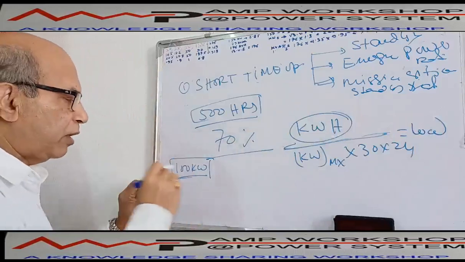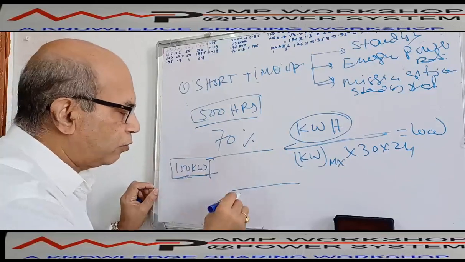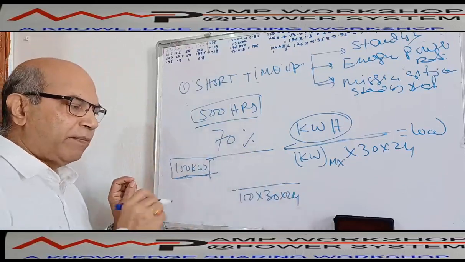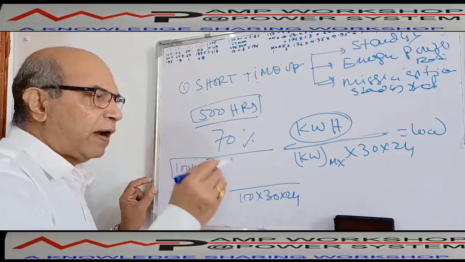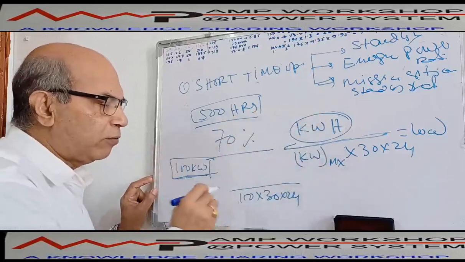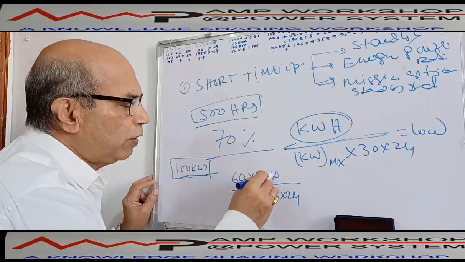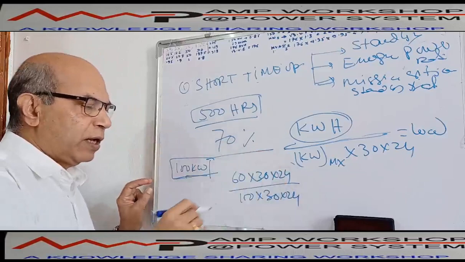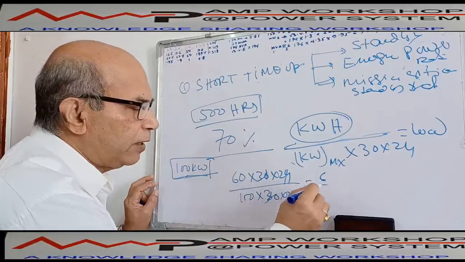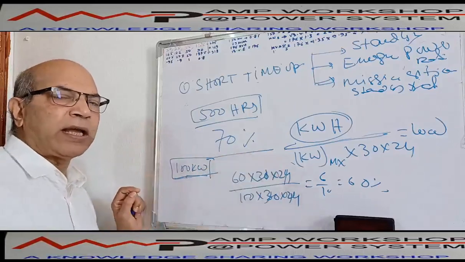Let me give one example, suppose a machine of 100 kilowatt rating. Maximum demand is 100 kilowatt into 30 days into 24 hours. This is the maximum energy it can produce. And how much energy has it actually produced? Suppose over this period we find it produced about 60 kilowatt on average, so 60 into 30 into 24. This amount of energy is produced, and it can produce maximum this amount. In that case, this cancels, and the load factor is 6 by 10, equal to 60%. That means the machine has operated at 60% load factor. In this way, we can calculate the load factor.